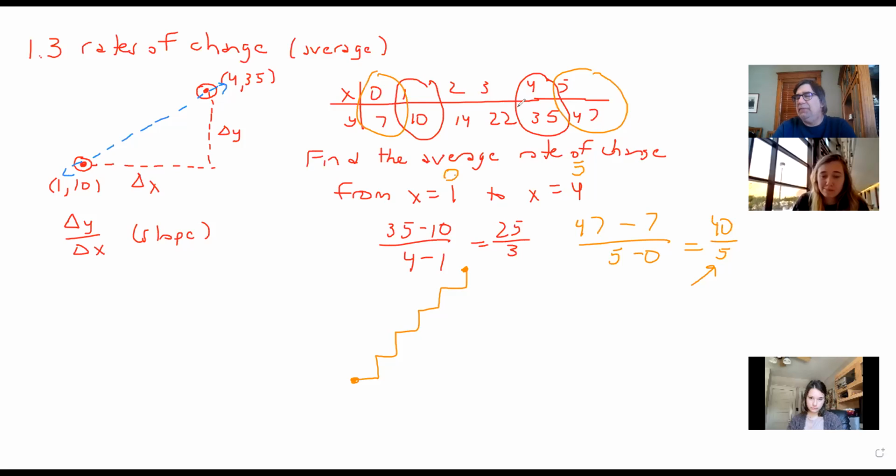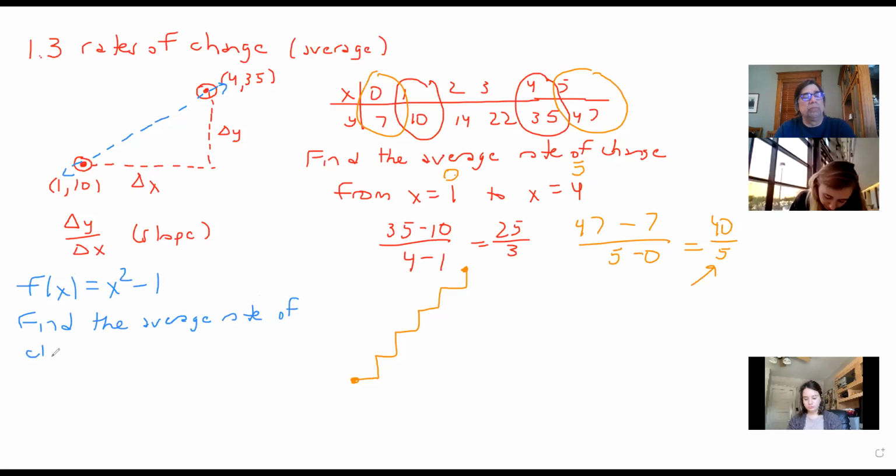So you can use a table of values. You can get the answers from the graph of a function. You could also use the equation. So if you have a quadratic function, and I say find the average rate of change from x equals 0 to x equals 2, you can then generalize this statement that you see right here. F of 2 is the output here.